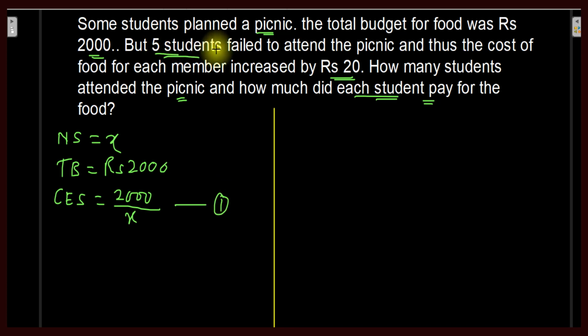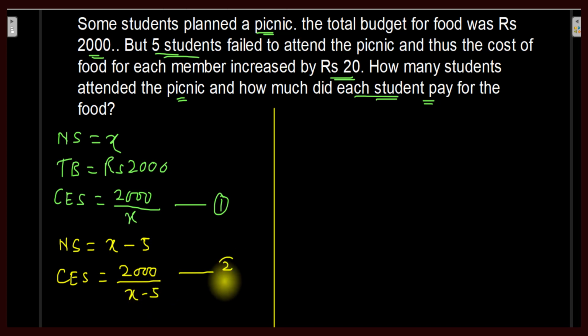But 5 students failed to attend the picnic, and therefore the number of students will be equal to x minus 5, and of course the total budget will be 2000 rupees, and therefore the cost for each student will be equal to 2000 upon the number of students, that is x minus 5. Let this be number 2.